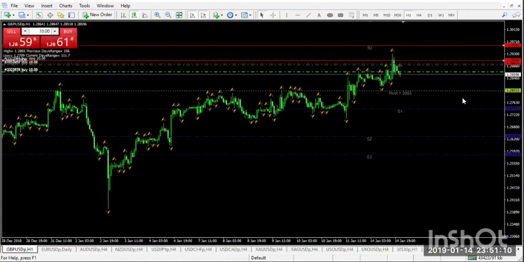For example, when I'm looking at the daily time frame, I can't see the partial pivots, but in 4 hour time frames we couldn't see the partial pivots. So for example, we look at the daily time frame and we see only one pivot.